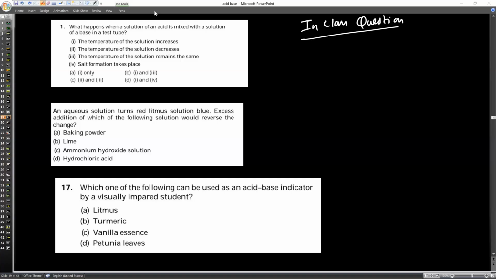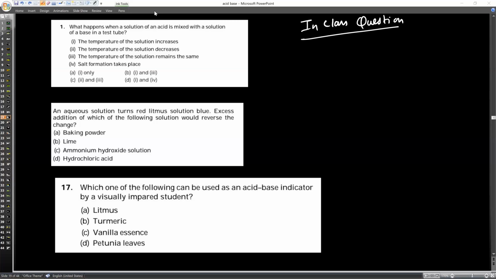So what happens when a solution of acid is mixed with the solution of base? First of all, acid base neutralization reaction is an exothermic reaction. We have discussed this one. The temperature of the solution will increase. And second, salt formation, because when acid and base react, they form salt. So option D, 1 and 4 is the correct option.